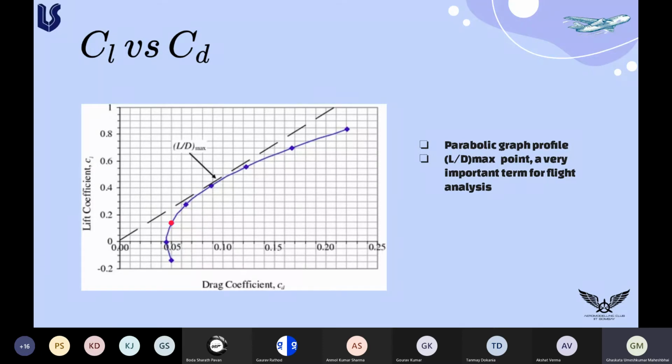total lift and total drag, not just a change in them. So for that we always consider the line which passes through the origin. Okay, so that line will give us the maximum L by D. So this is about the CL versus CD, and the relation between them we will look into in the upcoming slide.